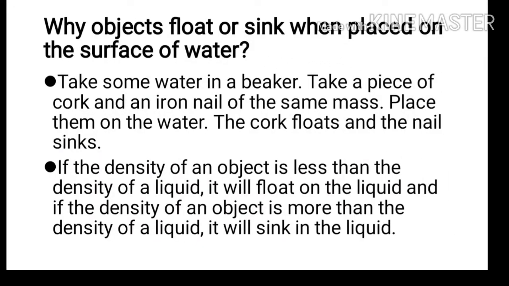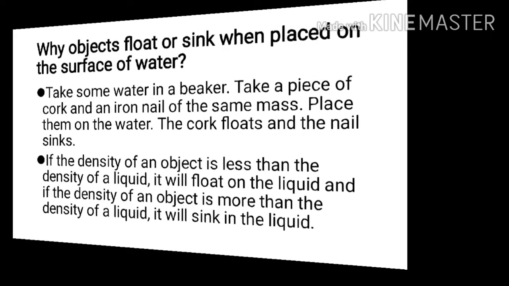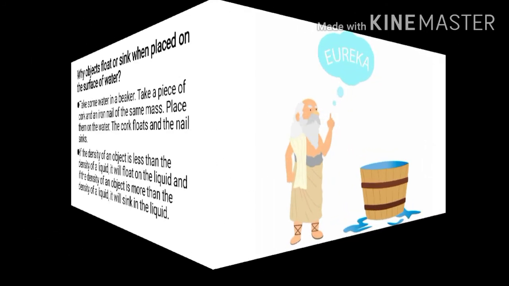Why do objects float or sink when placed on the surface of water? Take some water in a beaker. Take a piece of cork and an iron nail of the same mass. Place them on the water. The cork floats and the nail sinks. If the density of an object is less than the density of the fluid, it will float on the liquid. And if the density of an object is more than the density of the liquid, it will sink in the liquid.